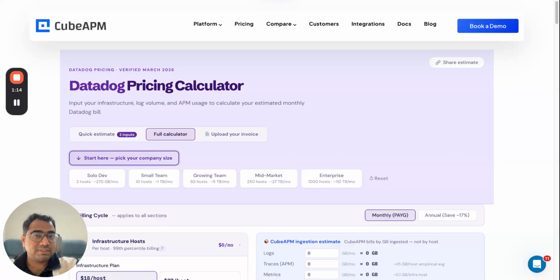So that way we have seen that if you use a tool like Datadog, the overall observability cost explodes like anything. And in fact, the pricing we felt has been so difficult with Datadog, we actually built a Datadog pricing calculator so that you can very easily forecast your Datadog pricing. Let me give you a walkthrough of the same.